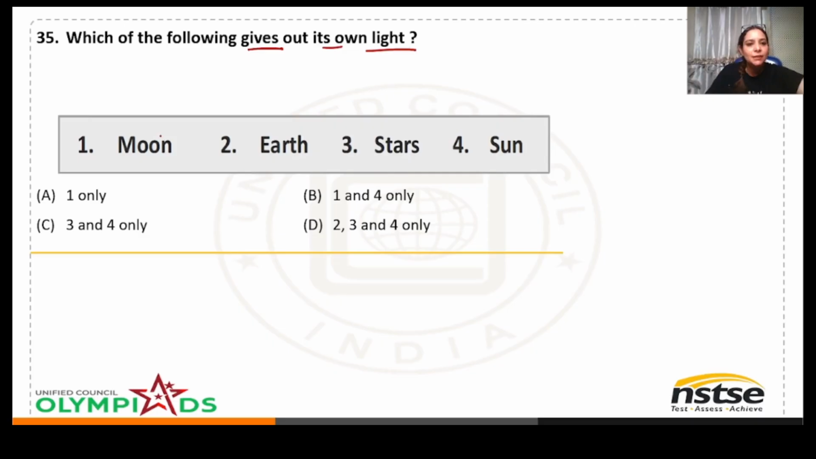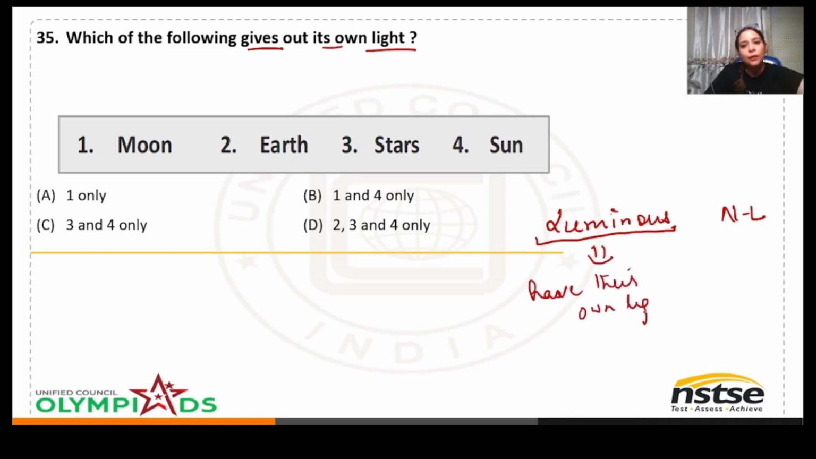Here we have options: moon, earth, stars or sun. So we have already discussed that we classify the objects as luminous and non-luminous objects. Luminous objects are those which have their own light. They can emit their own light basically. And non-luminous are those which do not have their own light. They can't emit light.